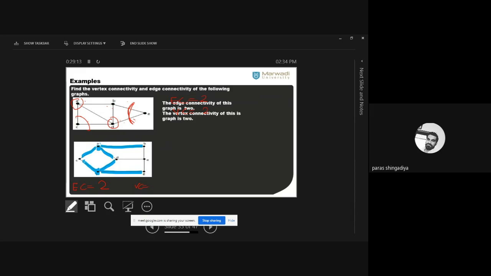So what is remaining in this graph? On one side that is only vertex C. एक साइड C बचेगा, बाकी साइड ये चार वर्टेक्स होंगे. That is B, E, G, and D. So the vertex connectivity of this graph is also 2. Clear? That is the answer of this one.